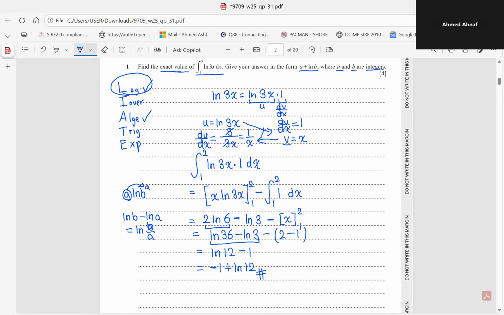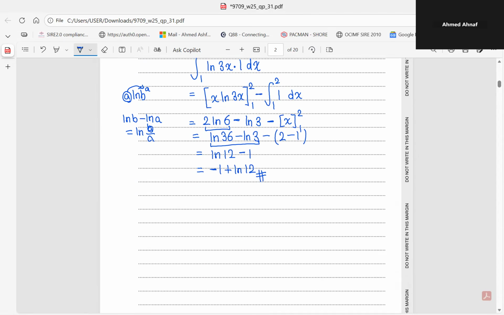If you want to be very sure that you have the correct answer, you can type ln 12 minus 1 into the calculator and write down whatever your calculator shows somewhere in here. Then you can type the definite integral into the calculator and see if it gives the same answer as ln 12 minus 1, if your calculator supports that. So with that, let's head on to the next question.